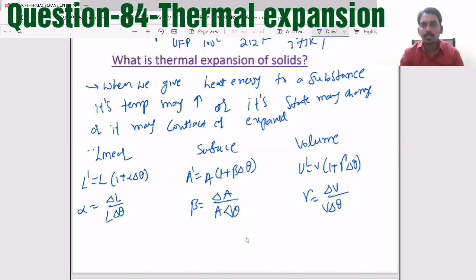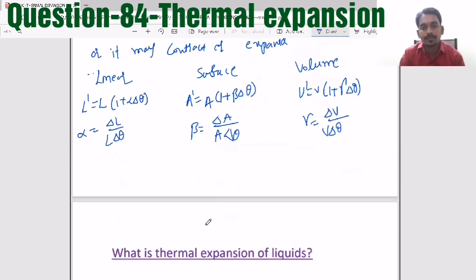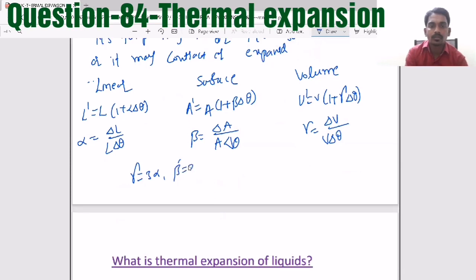So there are three types of expansion in case of solids. Length may change, area may change, volume may change. Depending on that, we have defined three coefficients: coefficient of linear expansion alpha, coefficient of surface expansion beta, coefficient of volume expansion gamma. And the relation between them is gamma equals 3 alpha, beta equals 2 alpha.